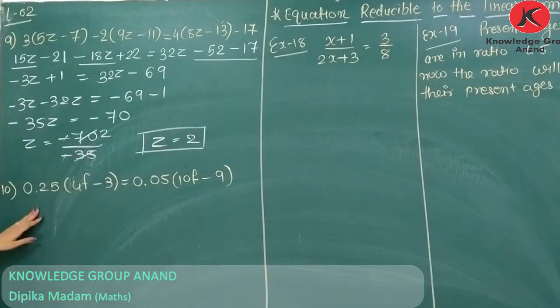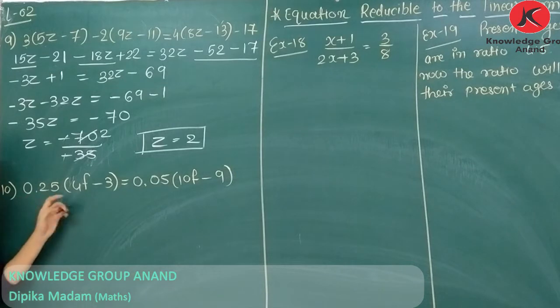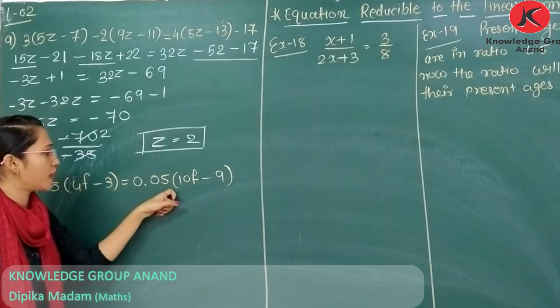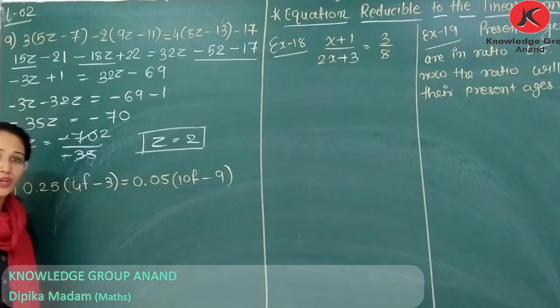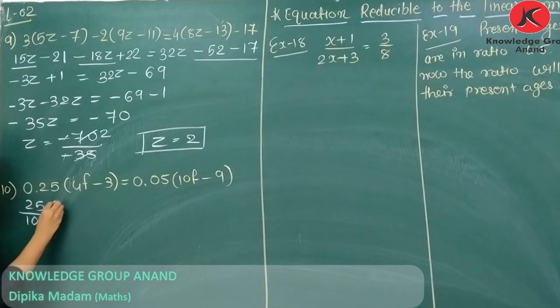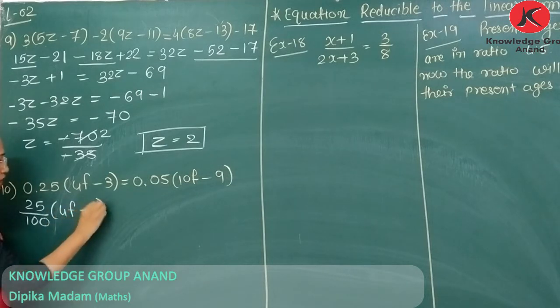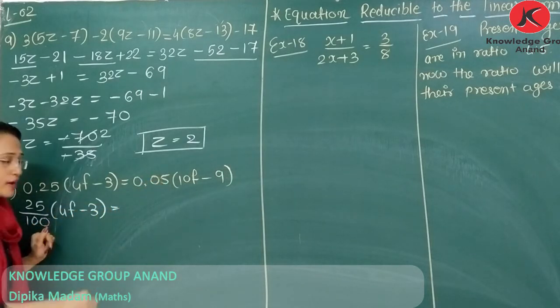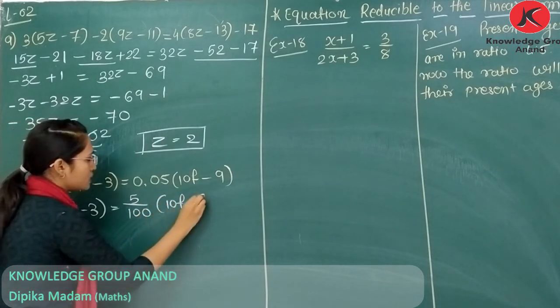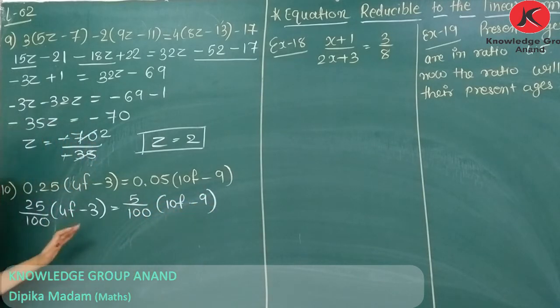Clear? Now next is 0.25 into bracket 4f minus 3 is equal to 0.05 into bracket 10f minus 9. Here what you have to do, convert the decimal into fraction. So 0.25 is 25 by 100, into bracket 4f minus 3, is equal to 0.05, it means 5 by 100, into bracket 10f minus 9. Now here 100 is in a whole divide.